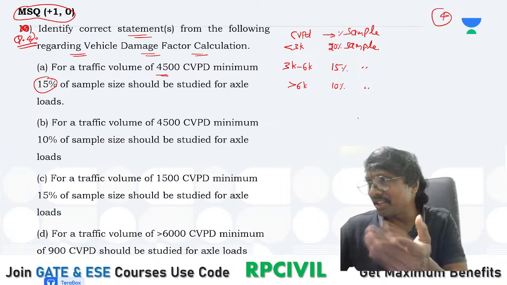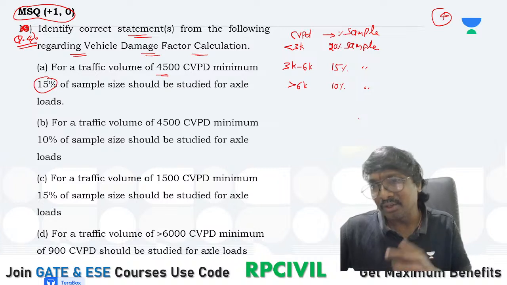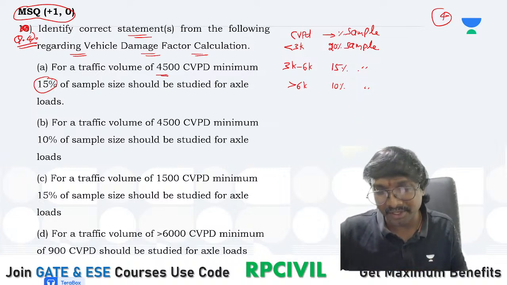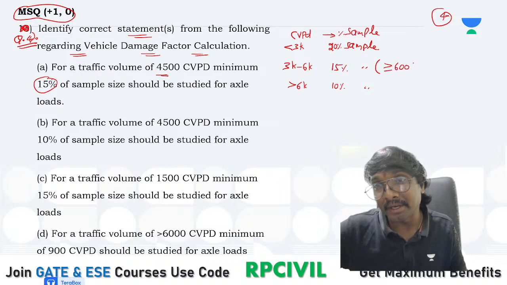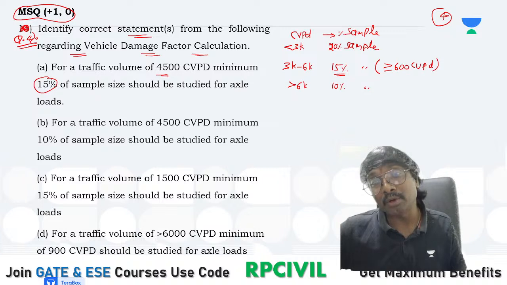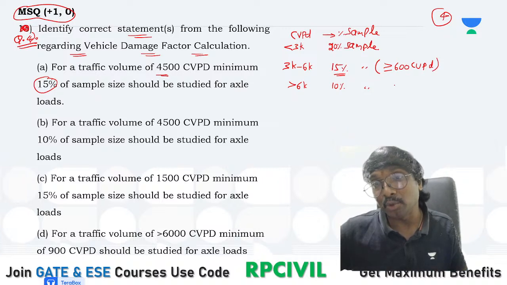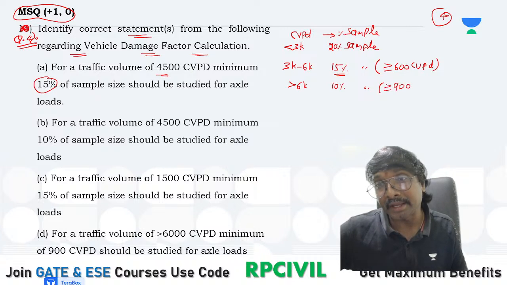I think I have shared that code also in the groups. I think just to check it out now. But here, what is given? Minimum it should be 600 CVPD. Okay, 15% we have to check. If that 15% comes to be more than or equal to 600, okay. If it comes to be lesser than 600, you have to make it 600. It should be minimum how much? That is your 900 CVPD. We have to go for commercial vehicles per day. We have to study, you can say.